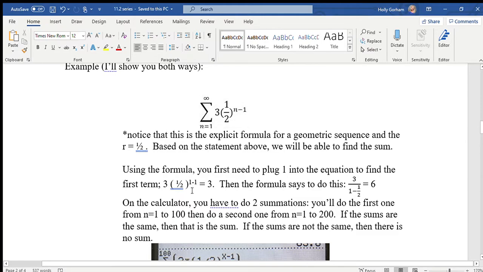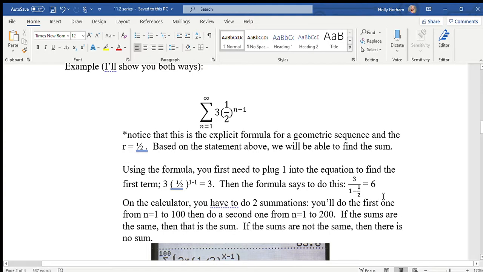So if we substitute 1 for the n value, remember 1 minus 1 is 0, so anything to the 0 power is 1, times 3 is 3. So according to the formula, you would put 3 over 1 minus 1/2, and that's going to give you 6.